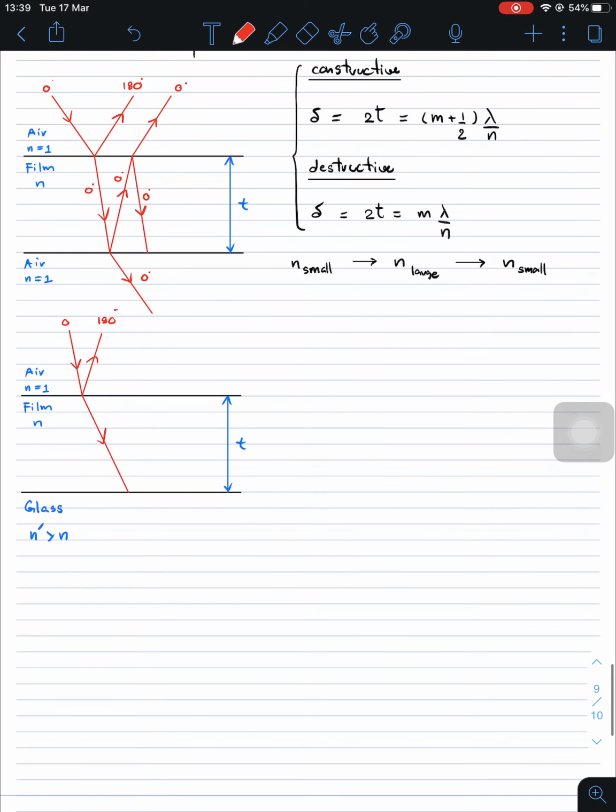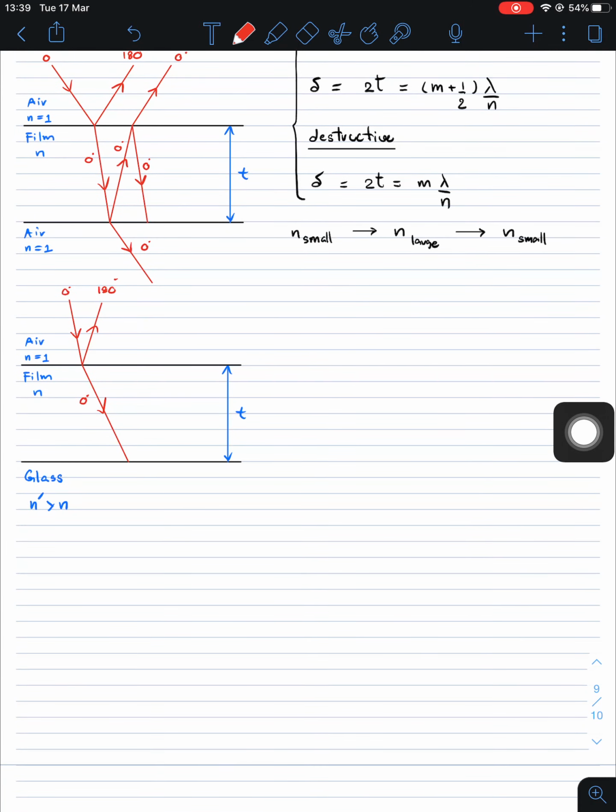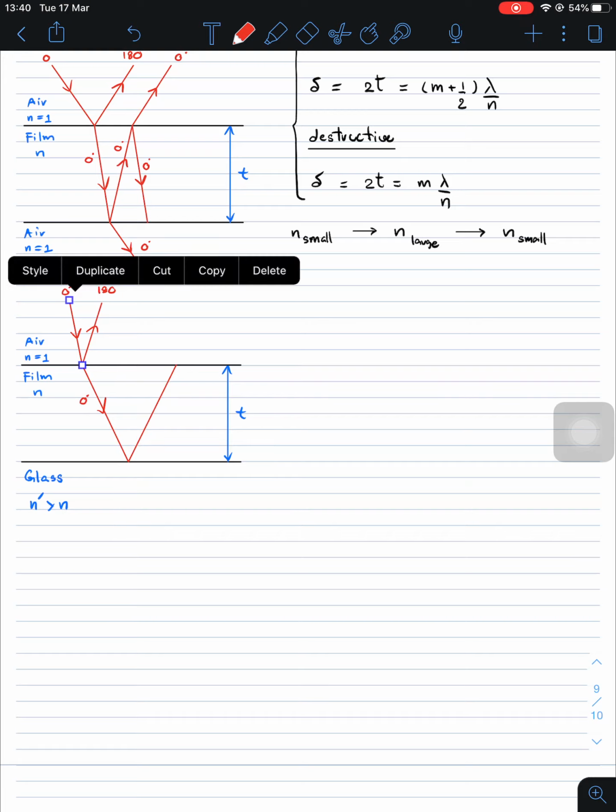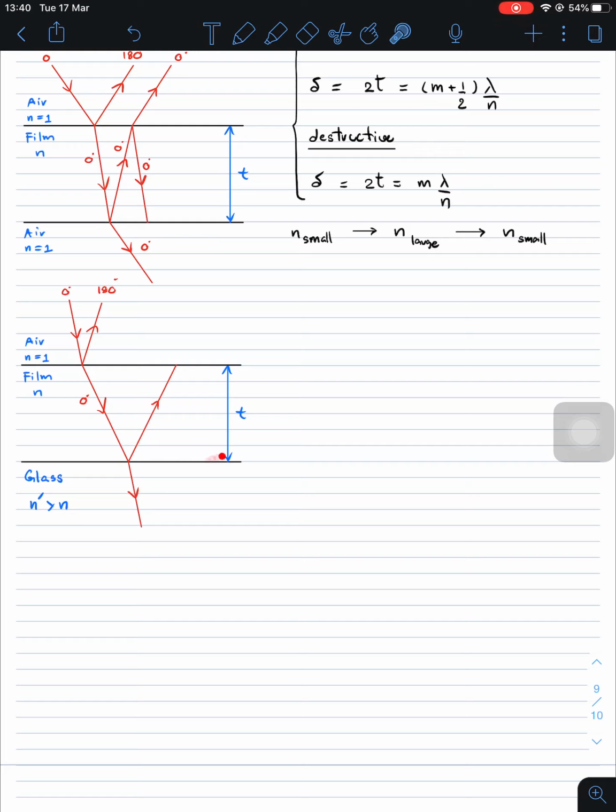Okay, and don't forget that the phase of the reflected light doesn't change. Some light will reflect like this. So at this interface, from the smaller n to the larger n, the glass n prime will be larger than n of the film. So the light traveling from the smaller n to the larger n has its phase changed by 180 degrees. But for the refracted one, the phase doesn't change, so it's equal to 0 again.